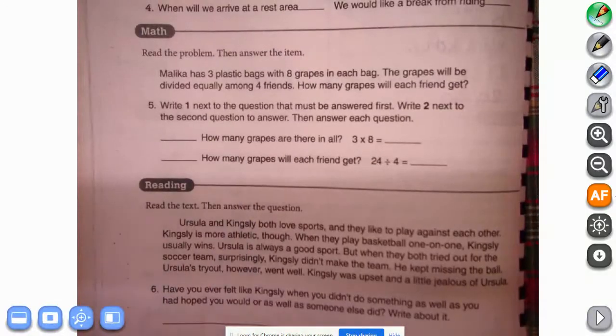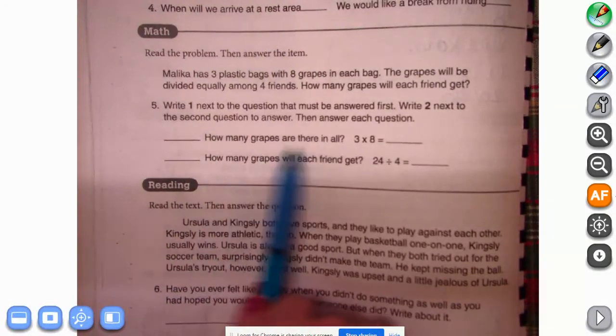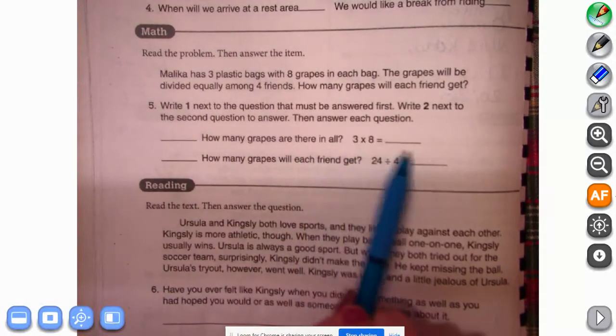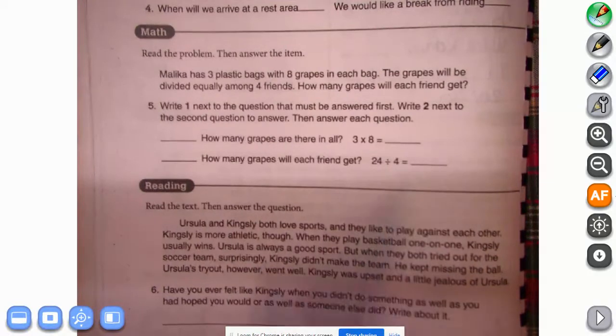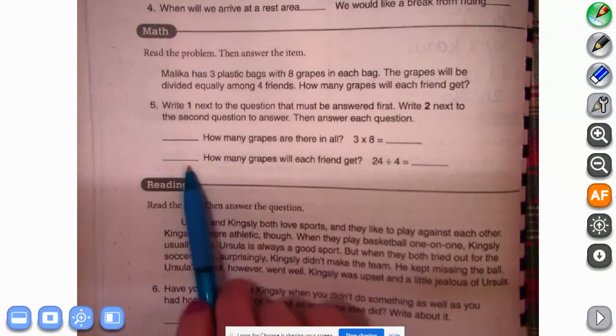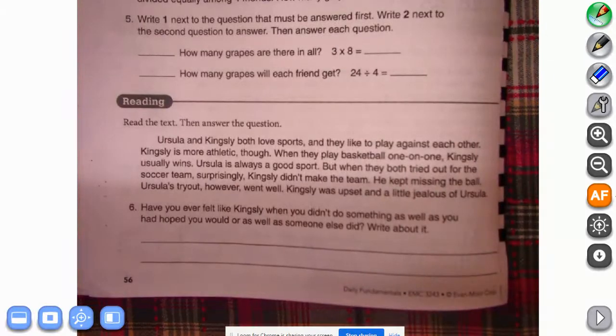All right. So the first one says, how many grapes are there in all? 3 times 8 equals what? How many grapes will each friend get? 24 divided by 4 equals what? All right, so 1 or 2, and then your answer is there. Under reading, it says read the text and answer the question.